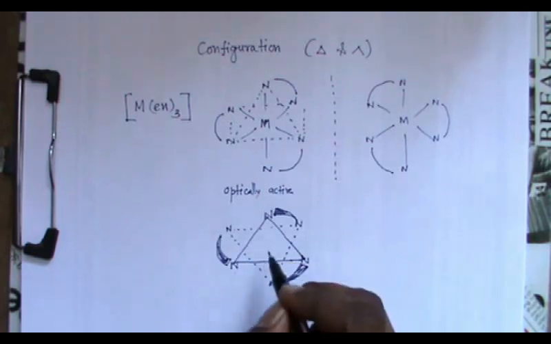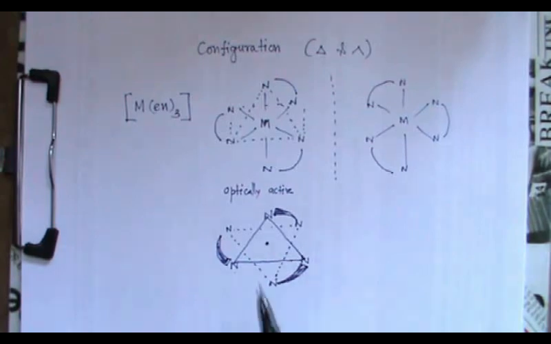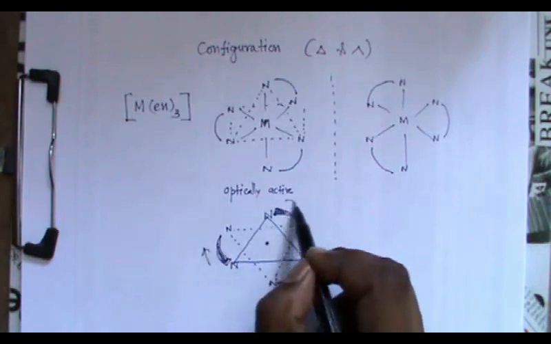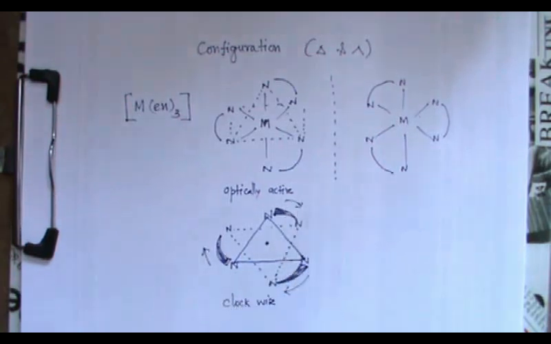I view the molecule through this axis. I place my eyes just above this point and view the molecule. When I view like that, these lines follow the clockwise direction. If it is clockwise direction, the notation is delta.